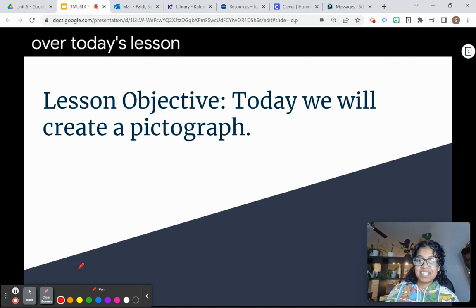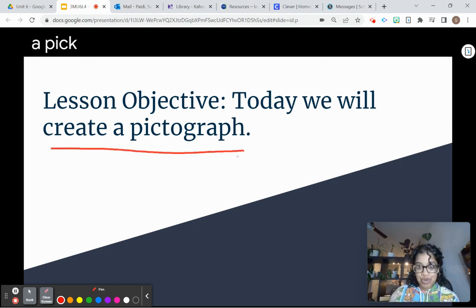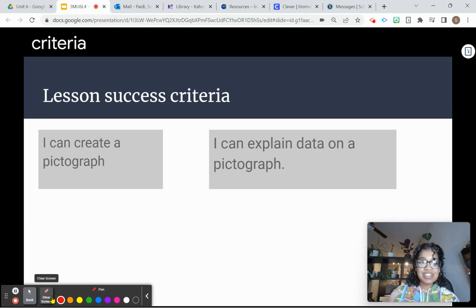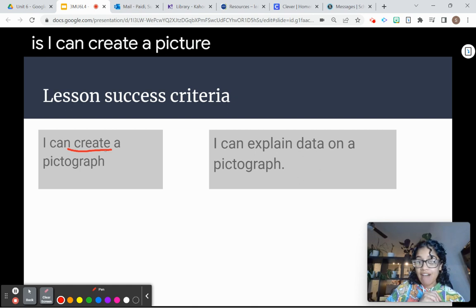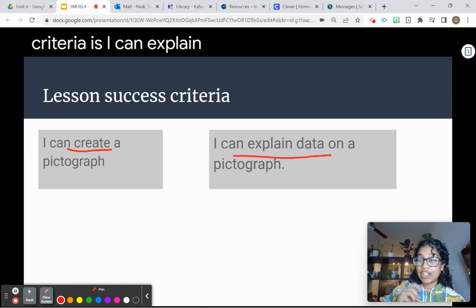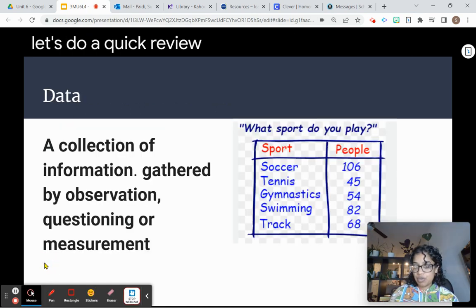Let's go over today's lesson objective. So, today we will create a pictograph. All right, let's go over what our success criteria is for this lesson. Our first success criteria is I can create a pictograph, and our second success criteria is I can explain data on a pictograph.